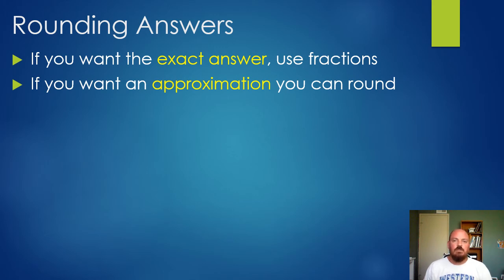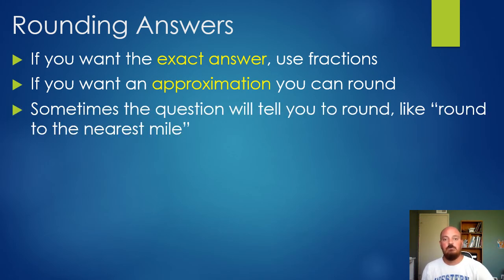Now, we don't often in word problems want exact answers. Sometimes we want approximations, so you can round off. Now, as I mentioned earlier, always check the question first. If it tells you directly to round, then do that. If it says round to the nearest mile, the answer is 57. If it says round to the nearest tenth, it's 57.3.